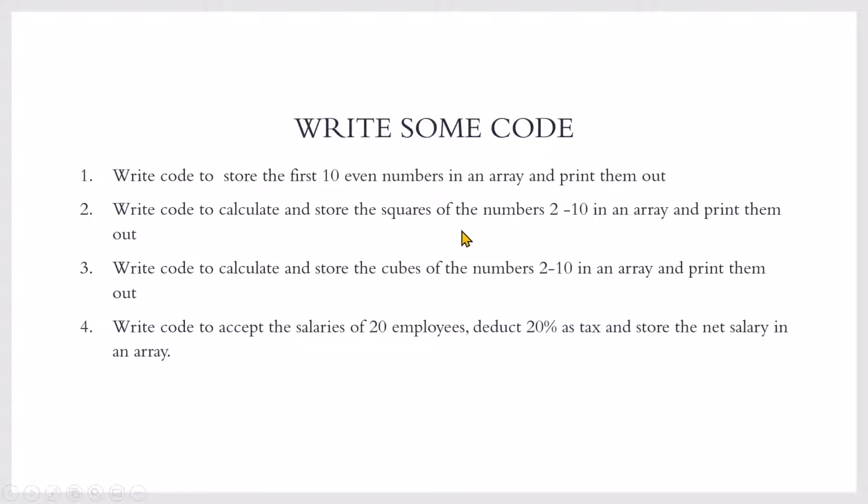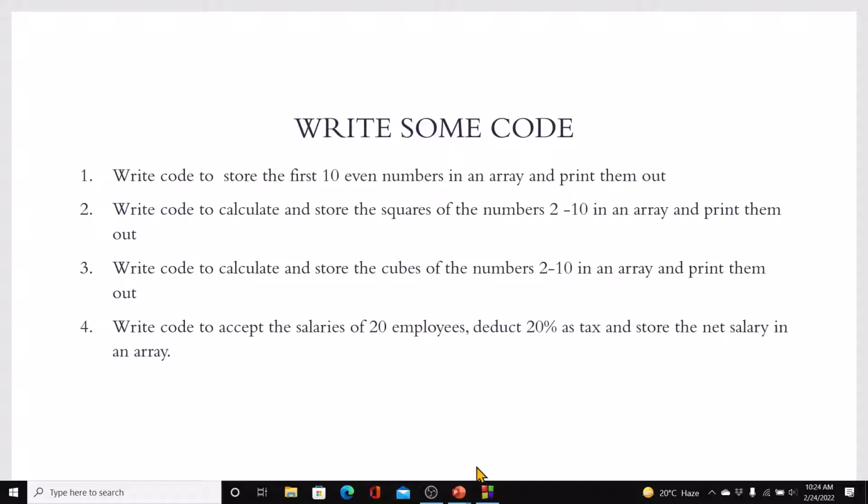Write code to calculate and store the squares of the numbers 2 to 10 in an array and print them out. We know how to find out the squares using the pow function. Again, we will need an array. That will be our variable. We will also need two counters. As you know, one will be required in order to help us position these numbers in the squares array.